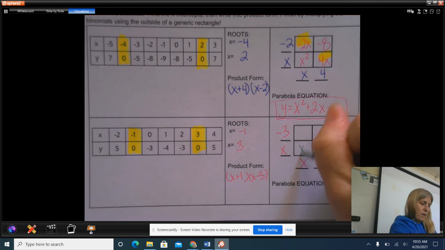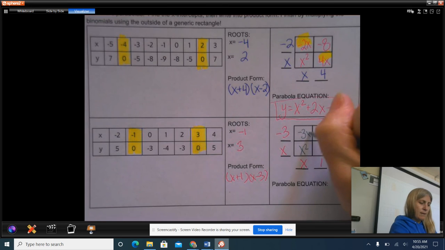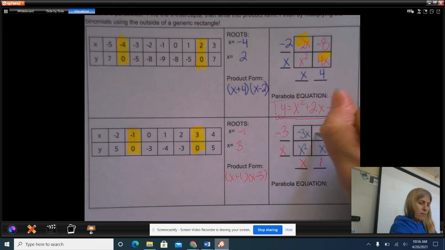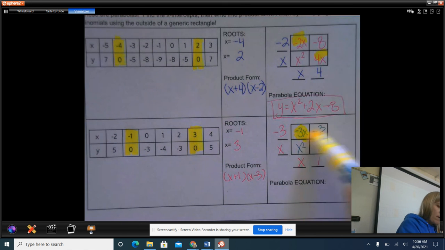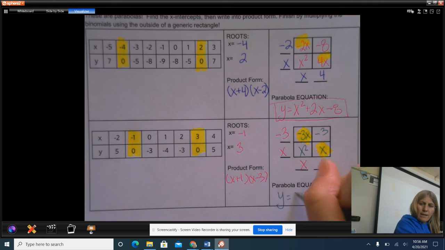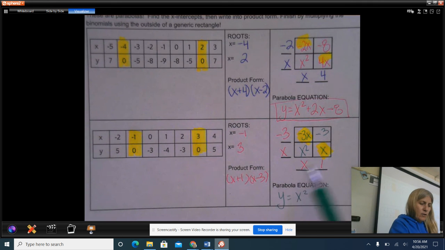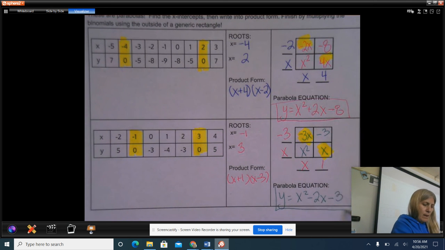X times x is x squared. X times 1 is x. X times -3 is -3x, and 1 times -3 is -3. I'm going to finally write my final equation in standard form, and I have y is equal to x squared. I combine my like terms: -3x plus x is -2x, and then -3.